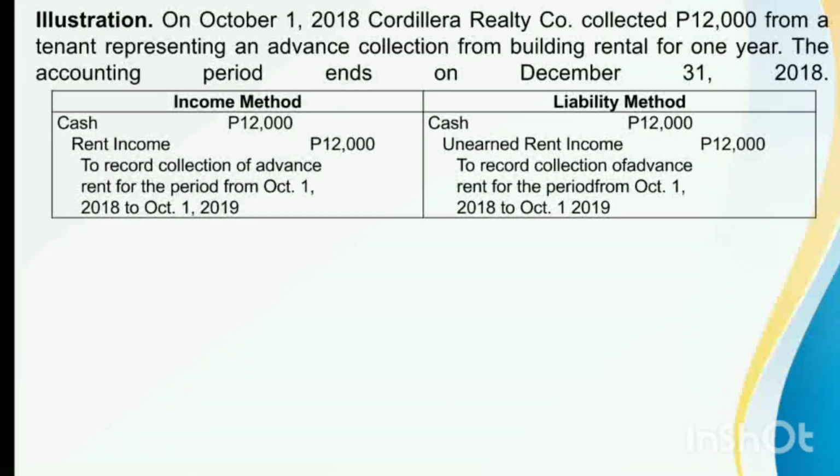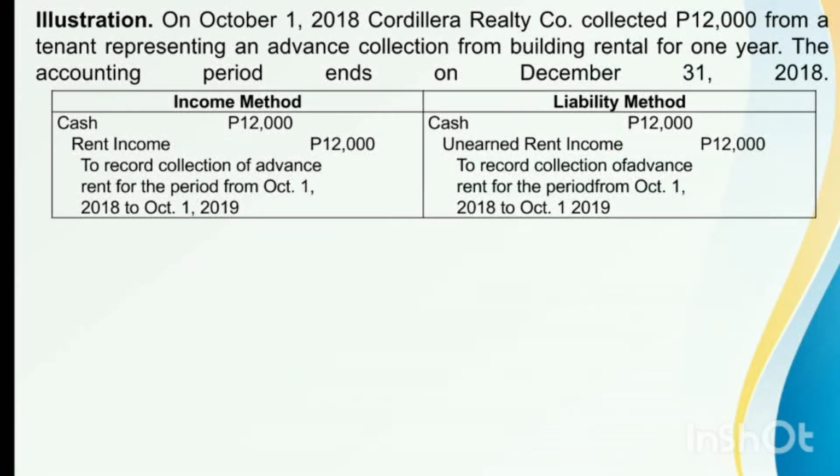If there is no adjusting entry prepared at the end of the accounting period, the entire amount of 12,000 pesos under the income method will be charged to income or rent income. And then if the liability method is used, the entire amount of 12,000 will be charged to liability, which is the unearned rent income. And if that would be the case, at the end of the accounting period, mali yung balances ng income and ng liability. And damay-damay na yun. Other accounts will also be affected. And as a result, mali din yung financial statements natin. So, kailangan talaga mag-prepare ng adjusting entry in order to correct the balances.